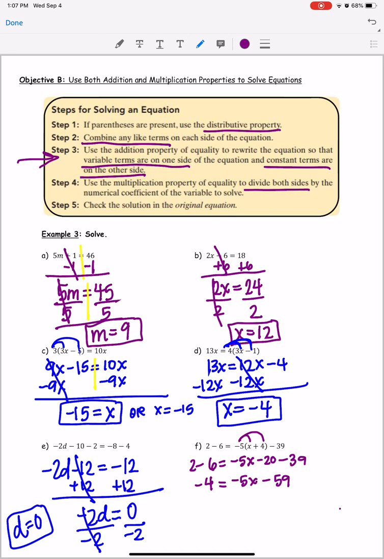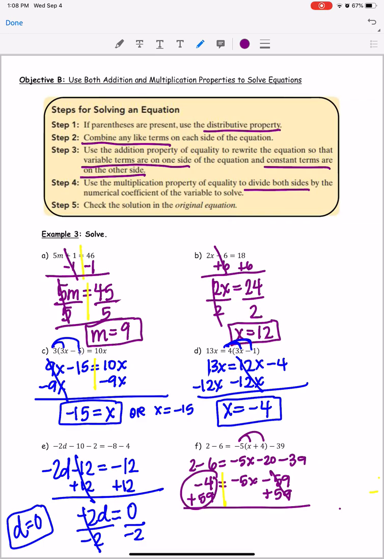So then step 3, you need your variable on one side, your constant on the other. Well, I already have my variable alone on the right side, so that means I need my number, my constant, on the left side. So, what's the opposite of subtracting 59? That's going to be to add 59. And what I do to one side of this equation, I must also do to the other side. So I'm going to add 59 over here. So negative 59 plus 59 cancel.